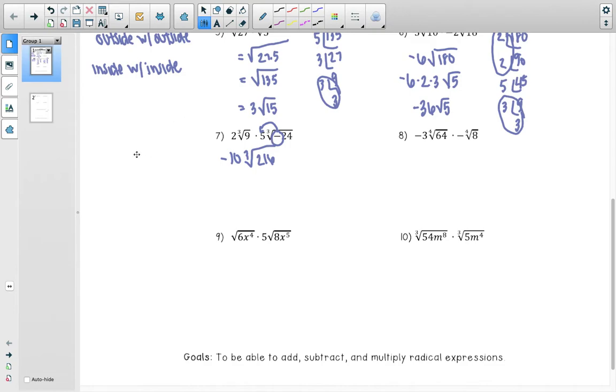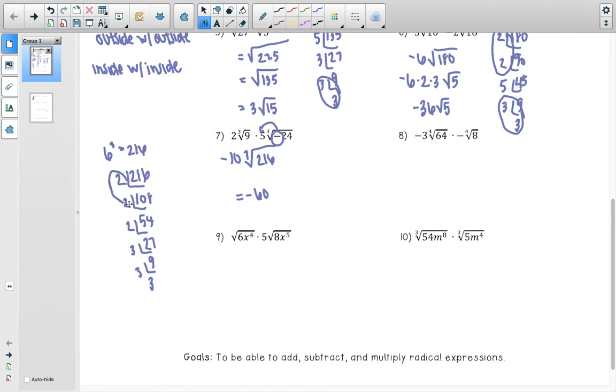And if you know your perfect cubes, 6 cubed is 216, so it comes out right away, and you'd get negative 60, but I'm just going to prove it to you. So if you take 216, divide that by 2, you get 108, divide that by 2, and you get 54, divide that by 2, it's going to take a while, and you get 27, and divide that by 3, you get 9, and then 3 and 3.